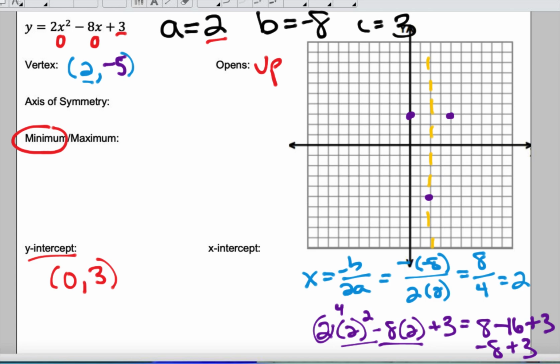I have my answer for the axis of symmetry. I just drew it in as a yellow line. But that's going to be x equals 2. Again, just borrowing that from the vertex. The minimum, I can see the minimum is the y value of the vertex, so that is negative 5. Also borrowed that right from the vertex, didn't have to do any math. And again, that's only 3 coordinate points.